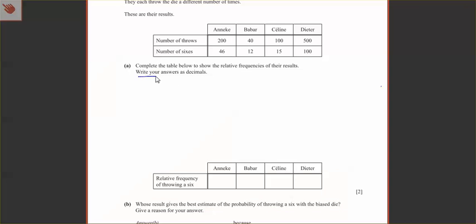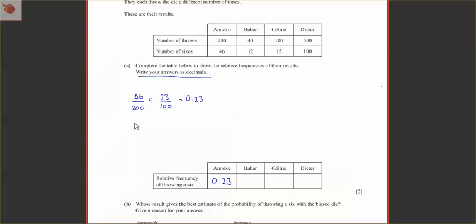Make sure you read the question, write your answers as decimals. So, Annette, 46 out of the 200, but we've got to write it as a decimal, and we've got no calculator, so that would be 23 out of 100. Now we can write that as a decimal, because dividing by 100 is easy, so we've got 0.23. So that's the first one.